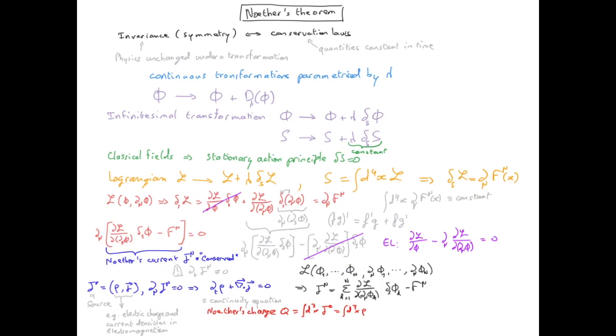Indeed, if we take the time derivative of Q, and using the continuity equation as well as the fact that the spatial integral of a divergence is 0, we find that Q is indeed a conserved quantity in time.